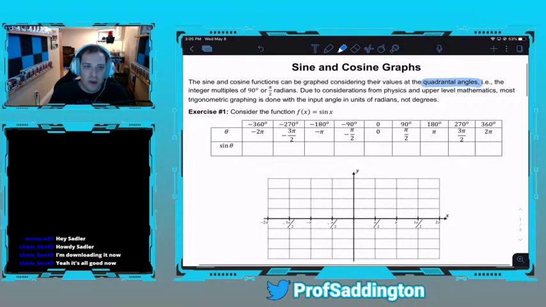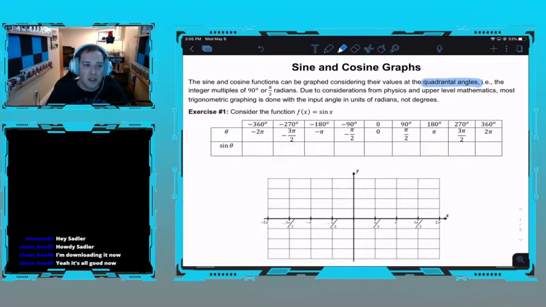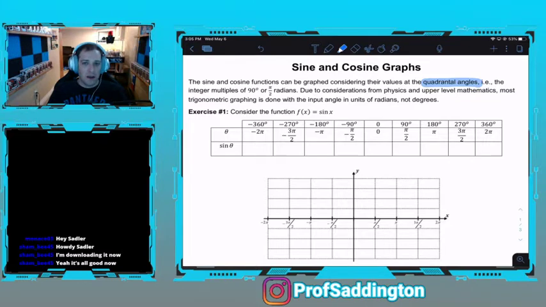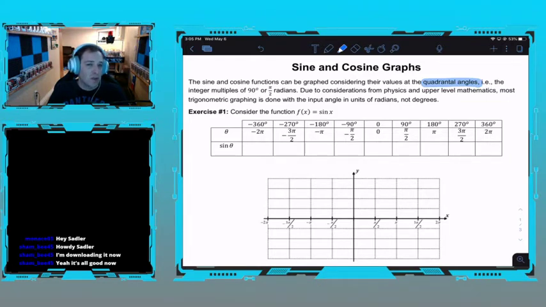It normally works in integer multiples starting with 90 degrees or pi over 2 radians. So due to considerations from physics and upper level math, most trig graphing is going to be done with radians. So a lot of the stuff we're going to be focusing on for the next week or so is all going to be radians. We're not going to really be doing much with degrees anymore.